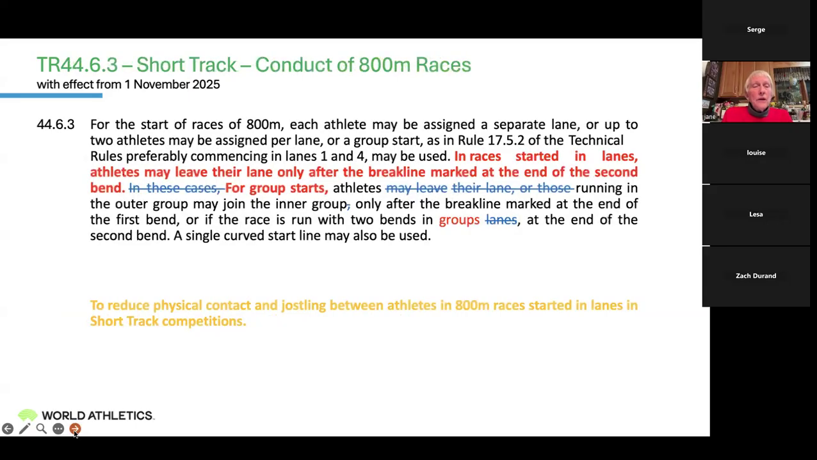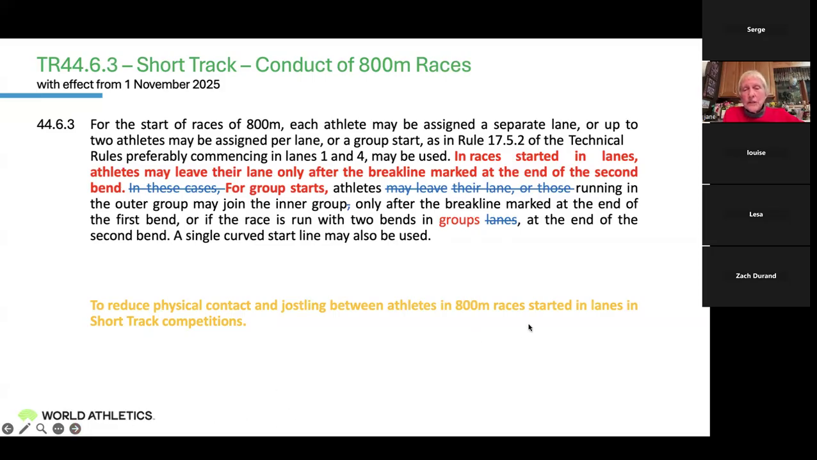We have a short track change with the conduct of 800-meter races. For the start of the 800-meter races in lanes, it should now be a two-bend stagger. So they're going around two bends and then the break line occurs. With the indoor championships coming up at the end of February, just to bring everybody's attention to this one.